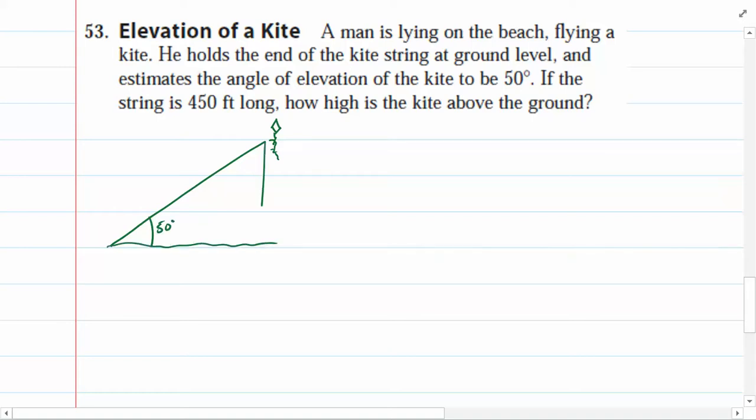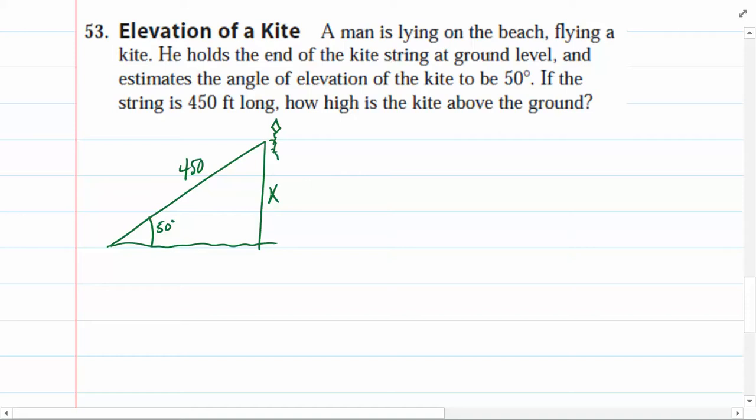Our question becomes, how high in the air is that kite? X units. Now the string itself is 450 feet long. Now, if you've ever flown a kite, you know that the string itself doesn't stretch perfectly straight, but we'll go ahead and assume that it is straight. We're not going to worry about the curve that would occur because of wind resistance or gravity. So we've got a straight line kite here.